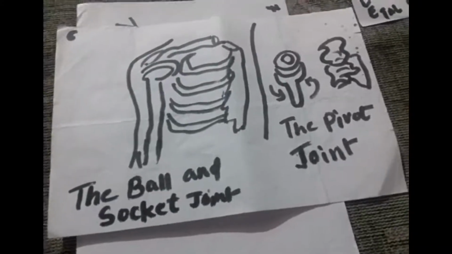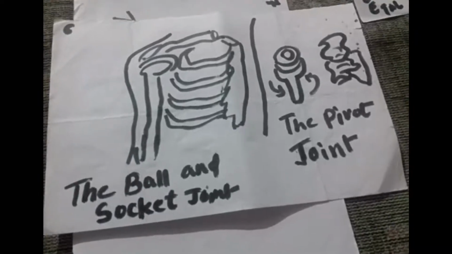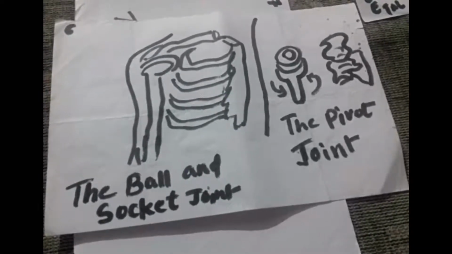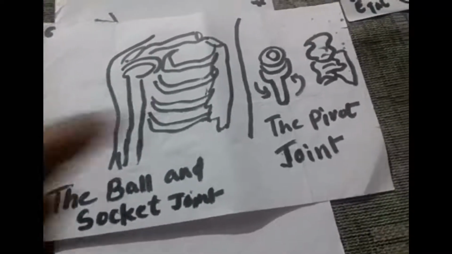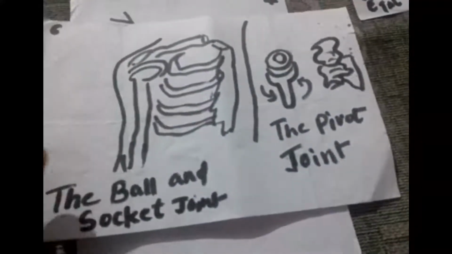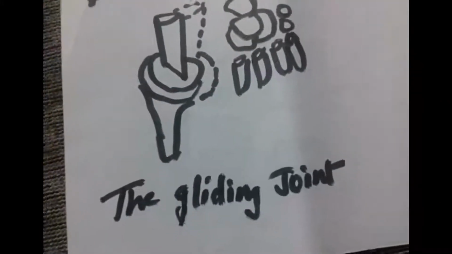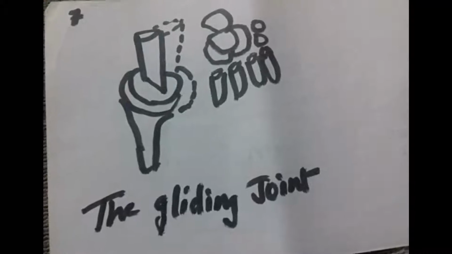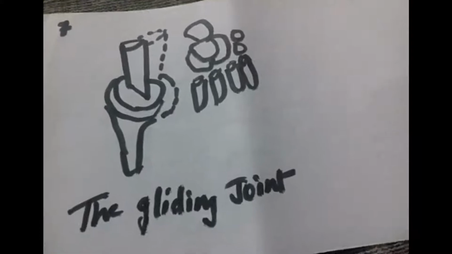The pivot joint allows rotation only. In this joint, the rounded surface of a bone fits into a ring formed by the other bones. The joint between the neck and the head is an example of the pivot joint. So this is the ball and socket and pivot joint. Next one is the gliding joint. This joint allows the bones to glide over each other. Bones of the wrist and the ankle have gliding joints.